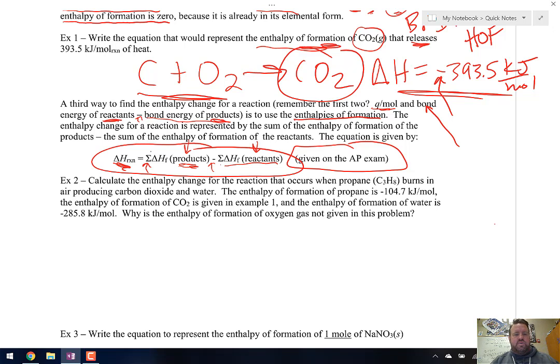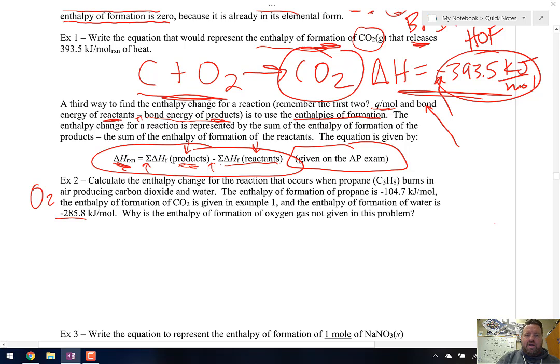Example number 2 says calculate the enthalpy change for the reaction that occurs when propane burns in air, and when something burns in air, we know that it's reacting with O2, producing carbon dioxide and water. And then they tell us the enthalpy of formation of propane is negative 104.7. Then they give us the enthalpy of formation of CO2, which was up here in example 1, and the enthalpy of formation of water is negative 285.8.